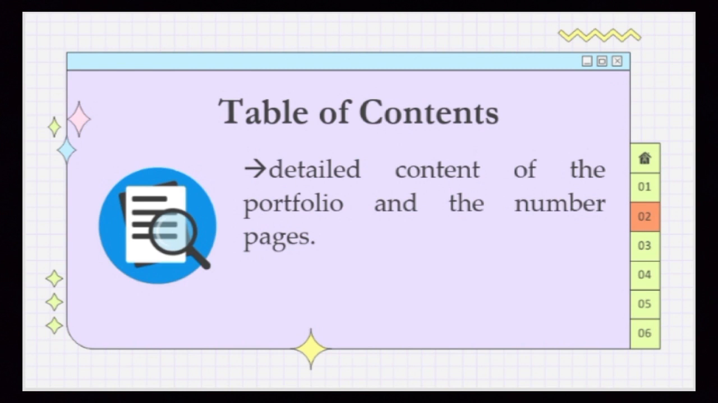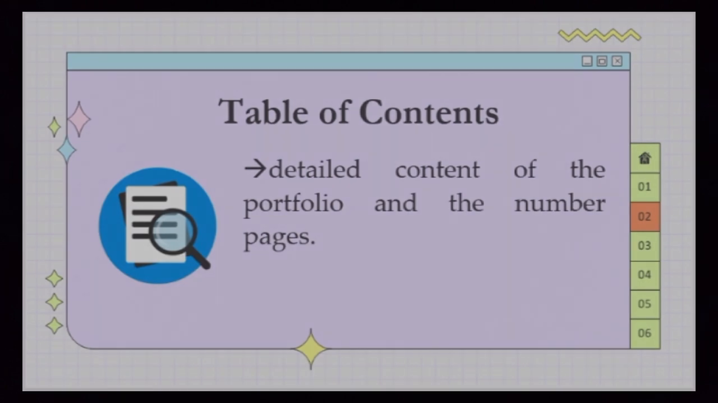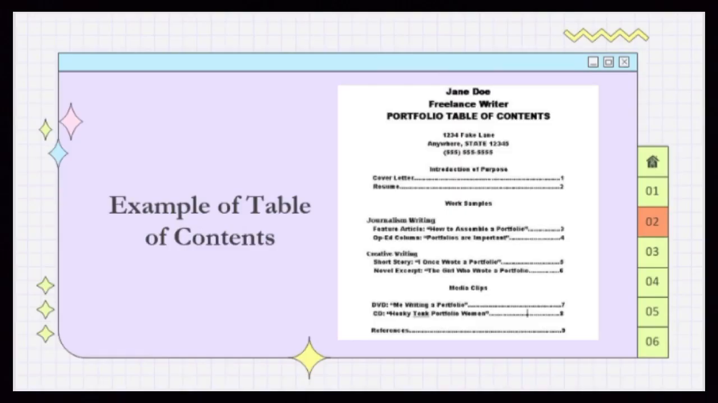Next is the table of contents. I know that we are all familiar with this. Shown in this element is the detailed content of the portfolio along with its page numbers, and here is an example of a table of contents.